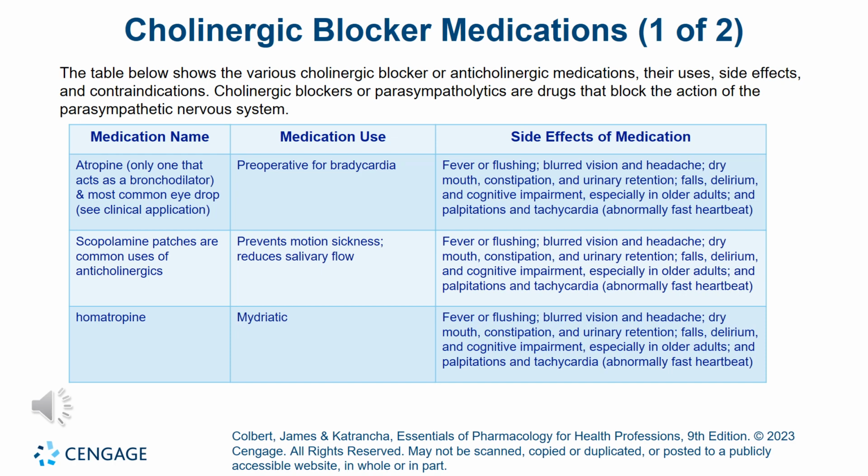The next one is scopolamine. These are in patches, and they are commonly used anticholinergics. They're used to prevent motion sickness, reduce salivary flow. And then you have homatropine, which is a mydriatic.